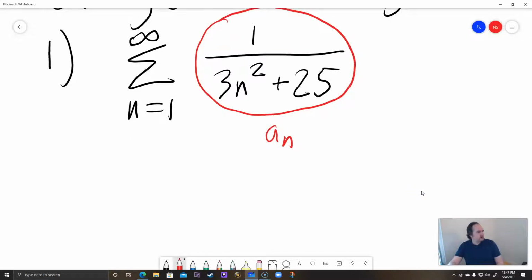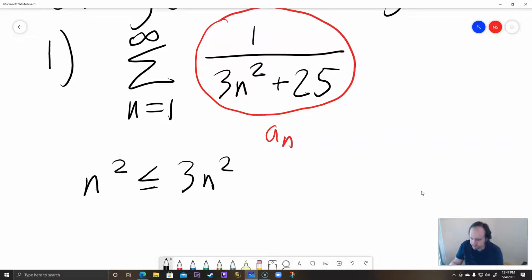So now what I'm going to do here is kind of what they do on MyMathLab. We're going to notice something here. If we look at, say, n squared, we know that n squared is less than or equal to 3n squared, right? Because if you multiply a positive number by 3, that has to be greater than or equal to n squared.